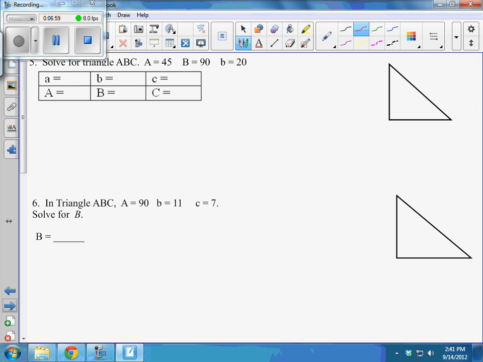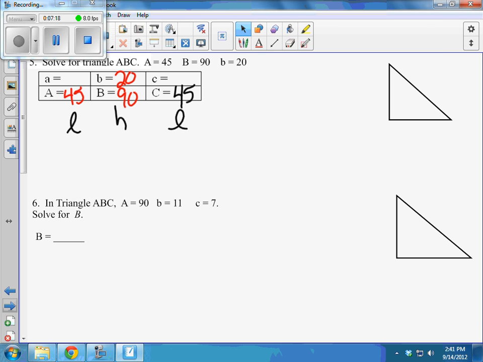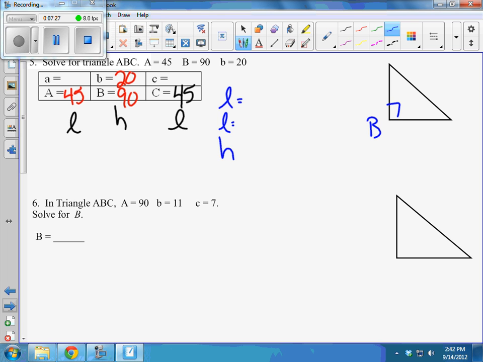Let's move on. All right, on the next page, number 5, again, I'm going to take my information, fill it in. And I already start to notice that I've got another shortcut. So I'm going to go ahead and fill in my missing angle, and that this is L, L, H. So I'm going to write that off to the side. And if you want to fill in your picture, you can. Just in this one, B is your right angle, so be careful.